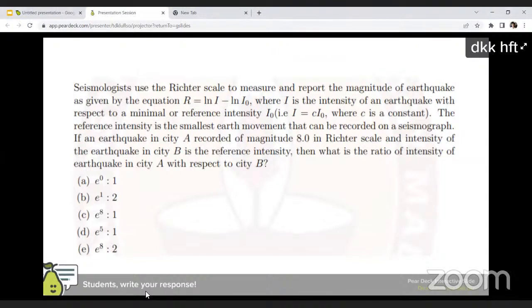Then what is the ratio of intensity of an earthquake in city A with respect to B? So simply we have to find out I by I naught, right?